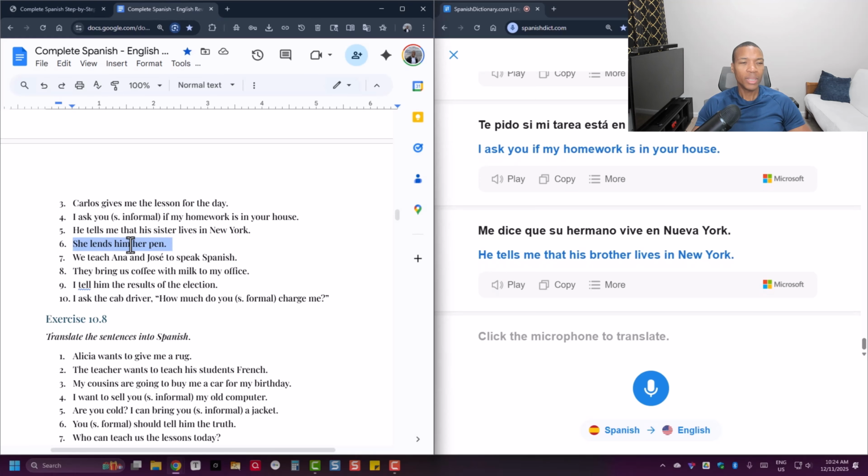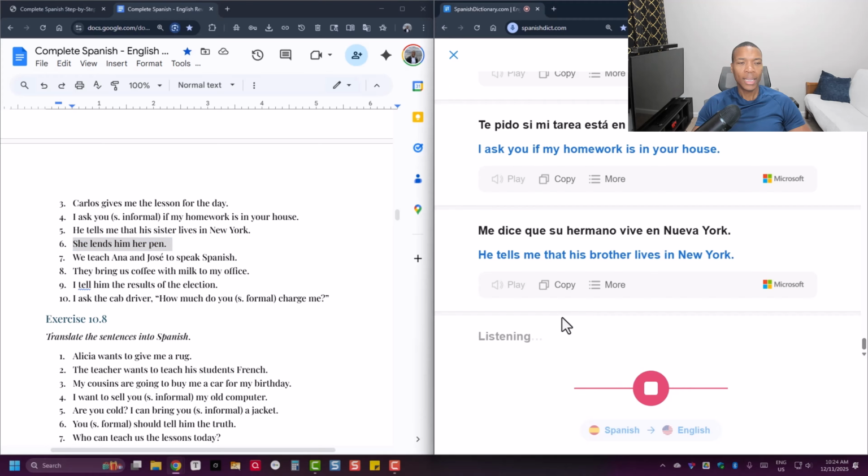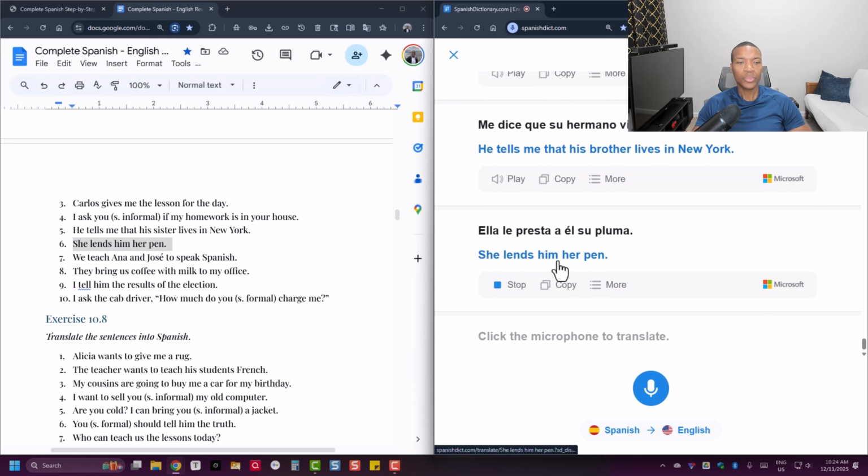She lends him her pen. Ella le presta a él su pluma. She lends him her pen.